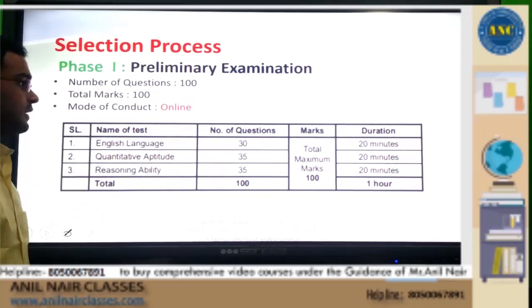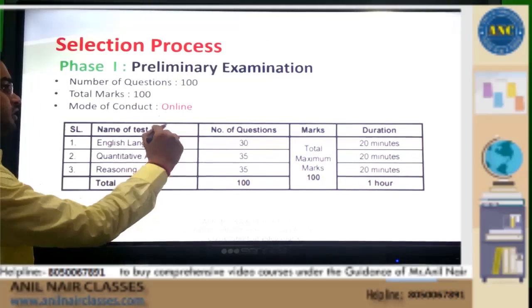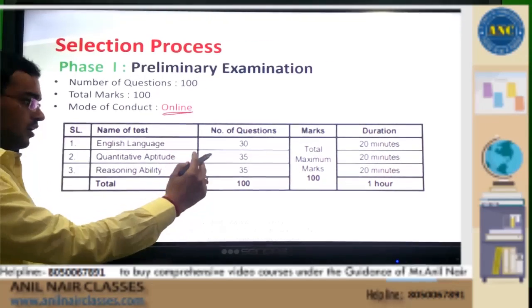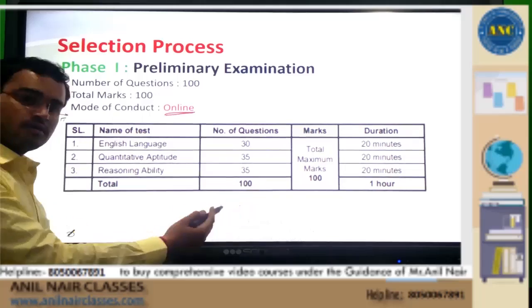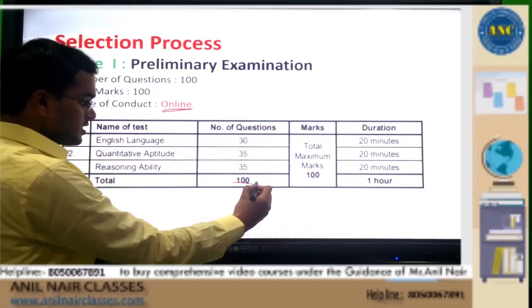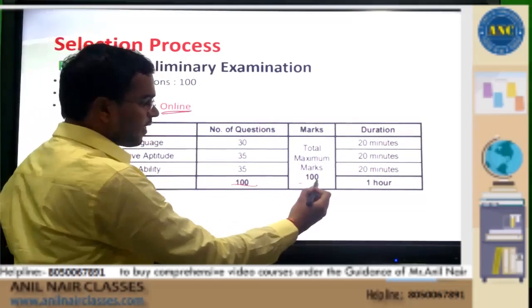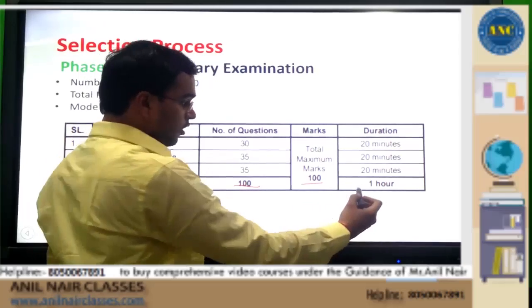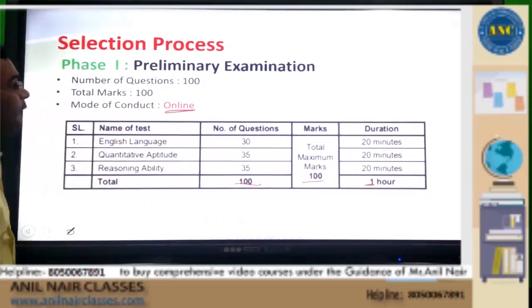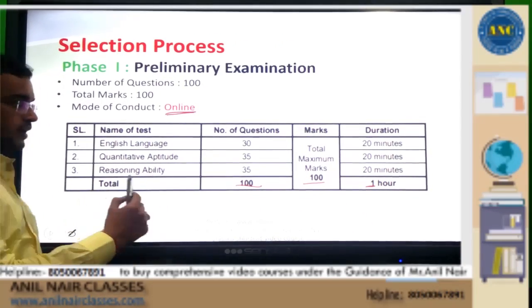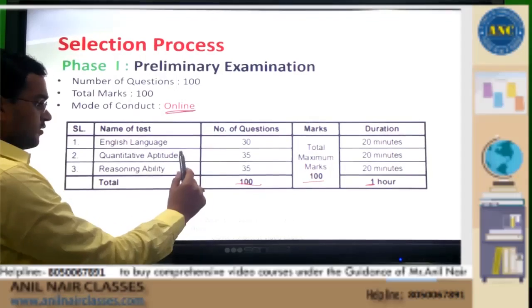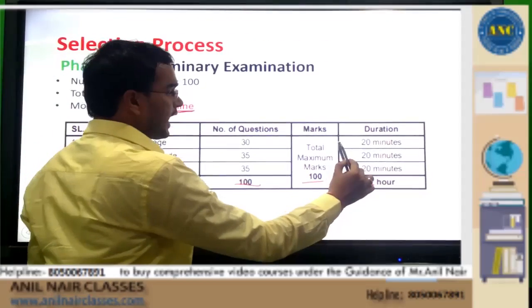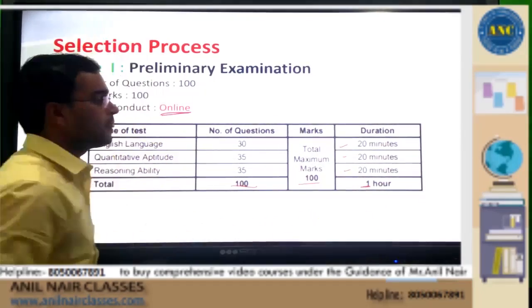Phase 1 is the preliminary examination, and the mode of conduct is online. If you look at over here, the number of questions for this phase 1 examination is 100, the number of marks is 100, and the total time allotted is 1 hour. The important point which you have to remember over here is there are 3 sections, and each section has got a time limit of 20, 20, 20.